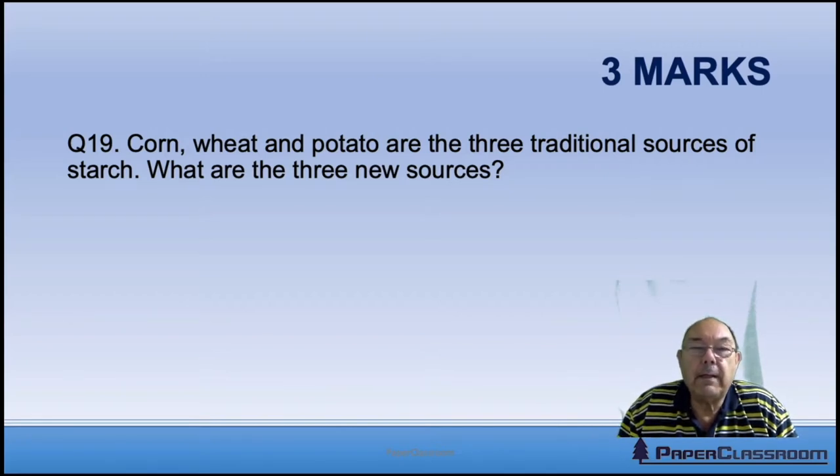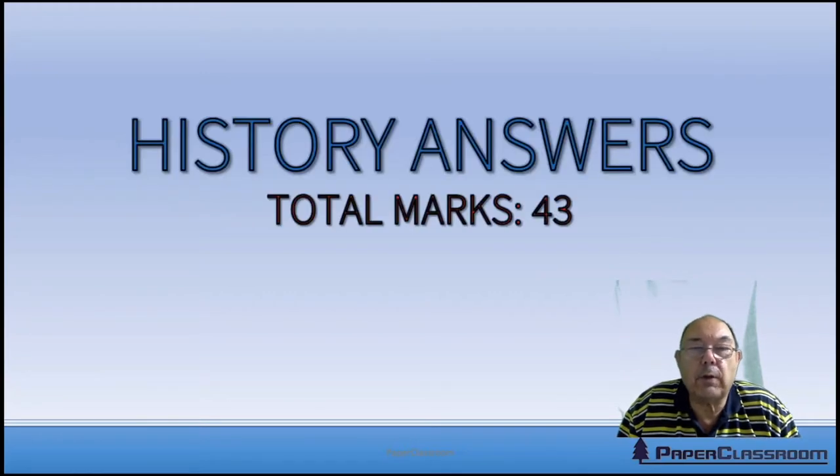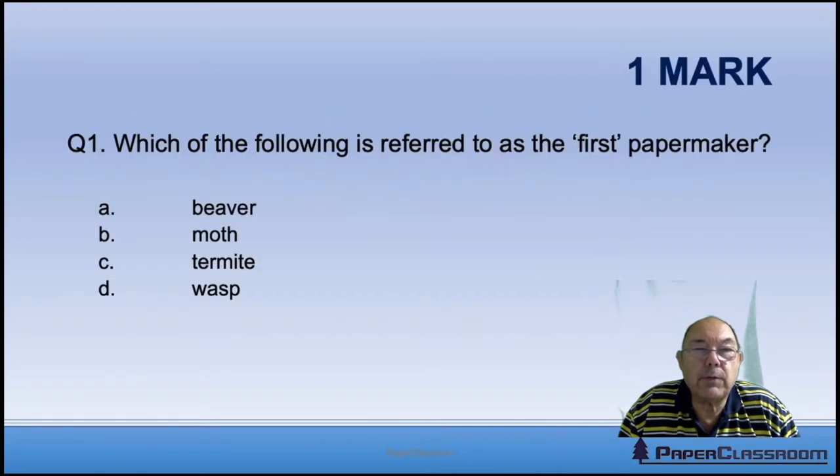And finally, for question 20, give 2 reasons for the decline of rosin alum sizing. I'll give you a little moment to write that, and then we'll go through the answers. So altogether we have a total of 43 marks. Here we go with the answers.